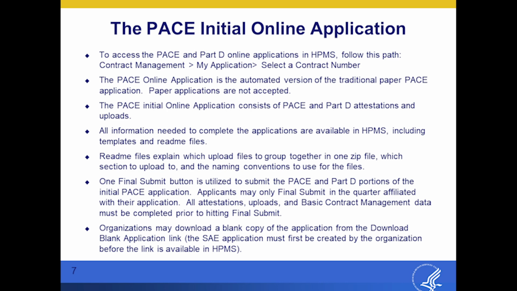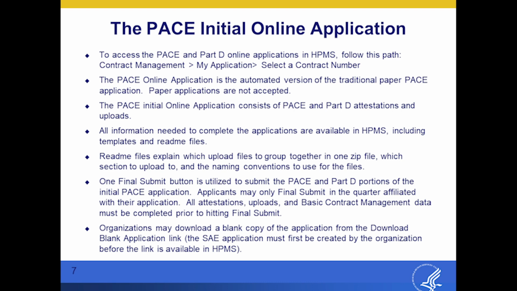This slide contains information specific to the PACE initial application. In particular, to access the PACE and Part D online applications, you will use this path: Contract Management, My Application, select a contract number. The PACE online application is the automated version of the traditional paper PACE application. Paper applications are not accepted.